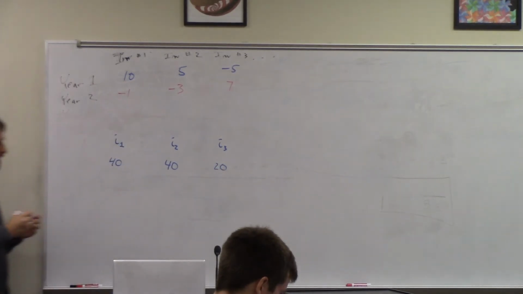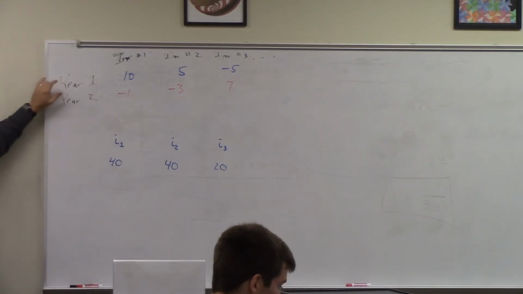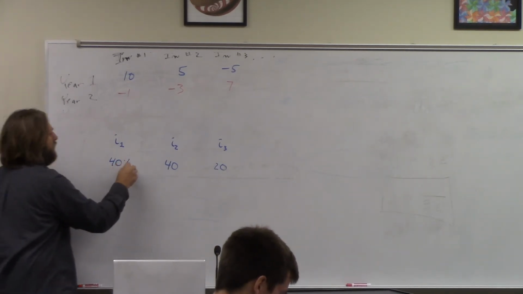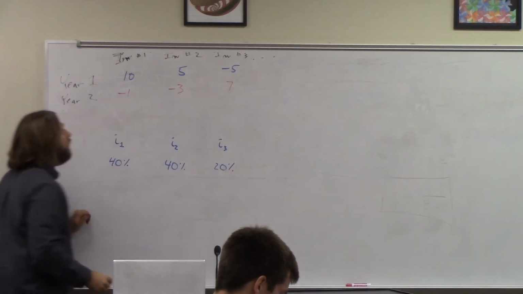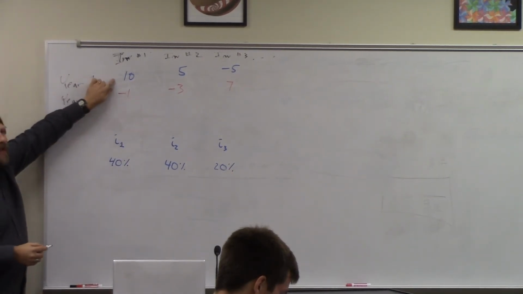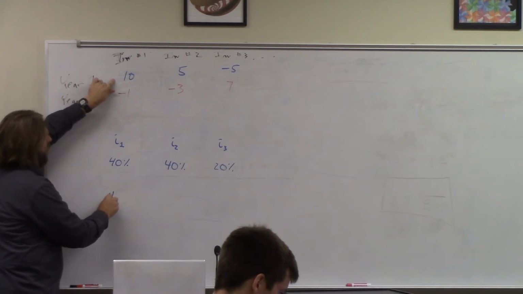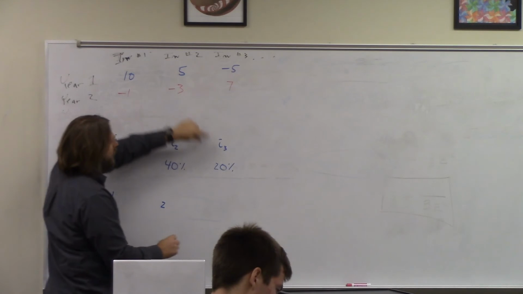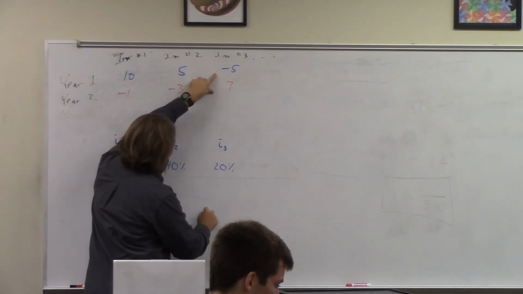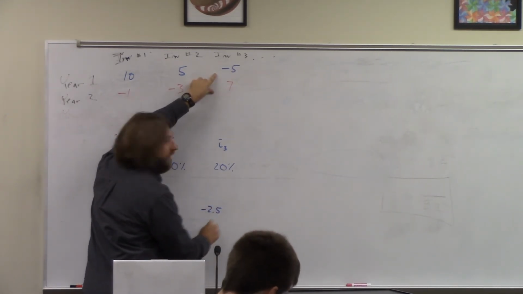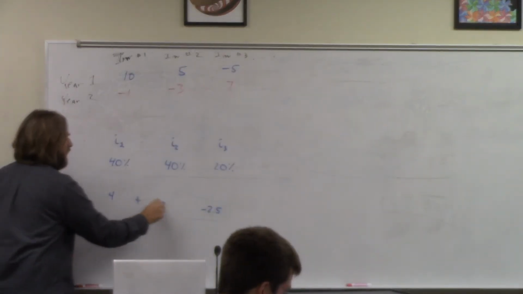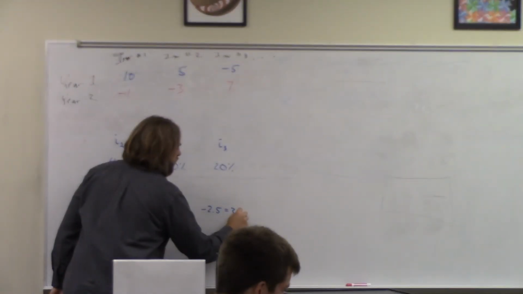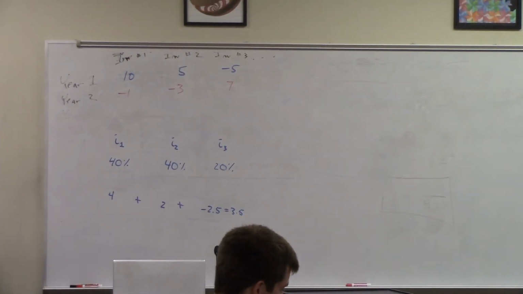All right. So let's look at what happened for year 1. So 40% times 10, we get 4. 40% times 5, we get 2. And 20% times minus 5, we get minus 2.5 there, right? We sum those all up, and we get a return. We got a return of 3.5% on our investment.